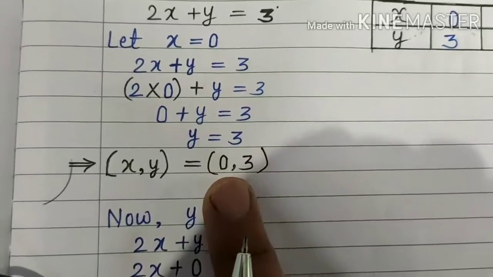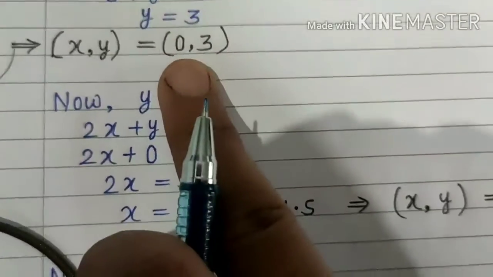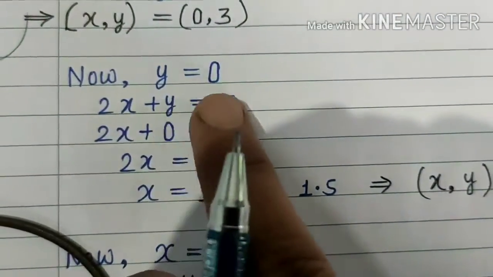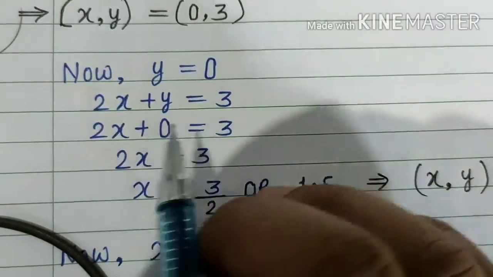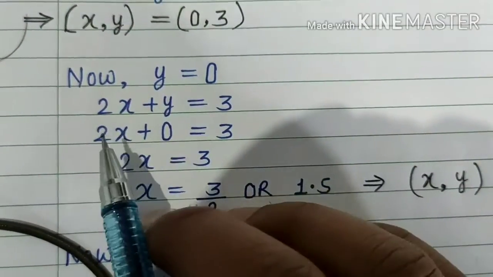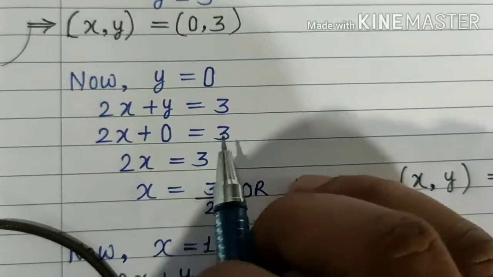Now as in the first part we have assumed x equals 0, in the next part we can assume y equals 0. So what will come? 2x plus y equals 3. So in place of y, what comes? 0. So 2x plus 0 means 2x only equals 3.